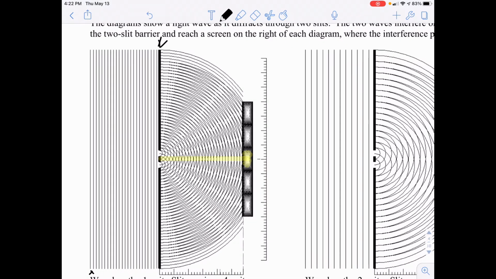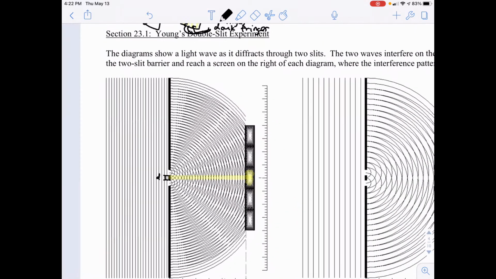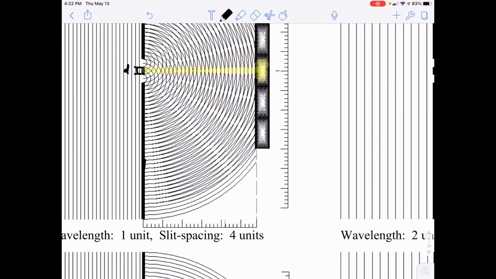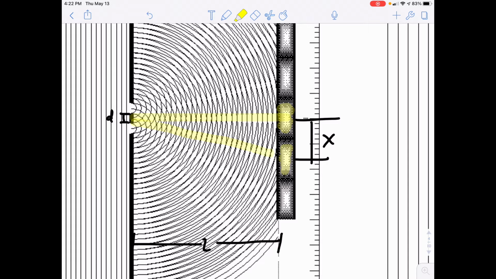This would be your barrier with the slits. This would be a spacing. So if we're talking about some of the variables involved here, we need to be able to measure D, the distance between the slits, which I think would be more that distance right there. We need to be able to measure the length, L, to the screen itself. And lastly, we need to be able to measure X. Sometimes it's called Y, depending on whether it's horizontally or vertically placed, but X or Y represents the distance between adjacent bright fringes.